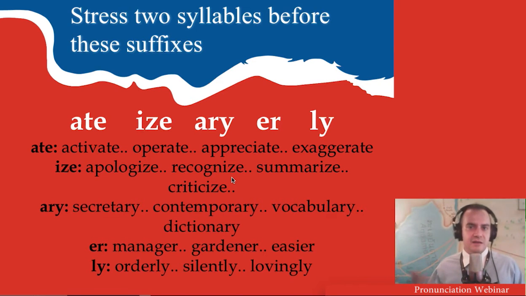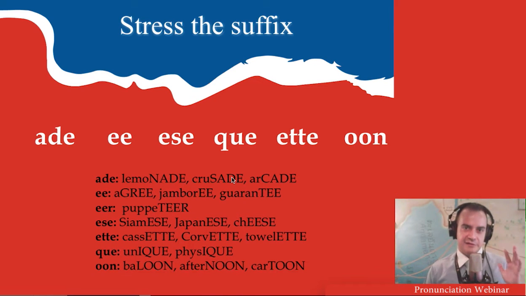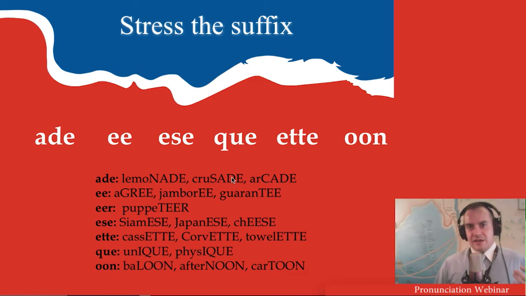So these are ate, ize, ary, and ly. Listen to the examples. Notice how the stress falls two syllables in front of the suffix. Activate, apologize, secretary. And there are also a few suffixes where you actually stress the suffix itself. These are ade as in lemonade, ee as in agree, eer as in engineer, ese as in Japanese, and ette as in cassette, ique as in unique, and oon as in balloon.